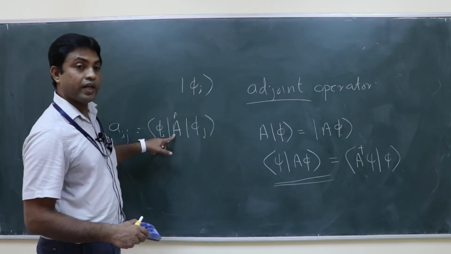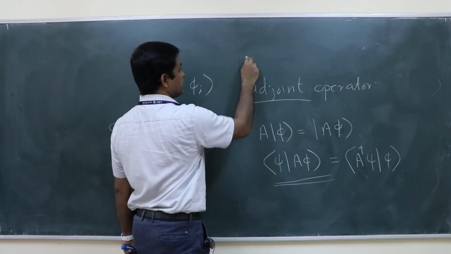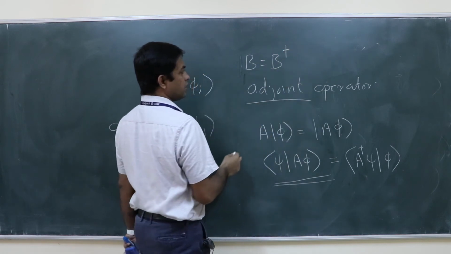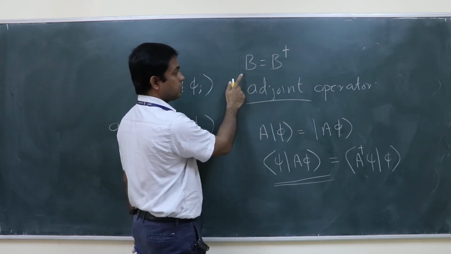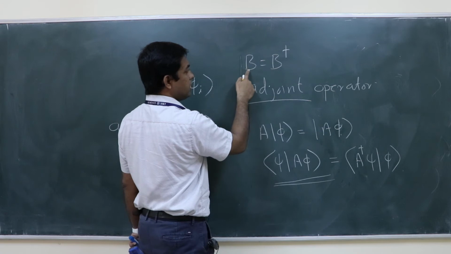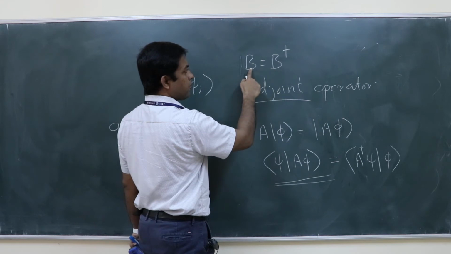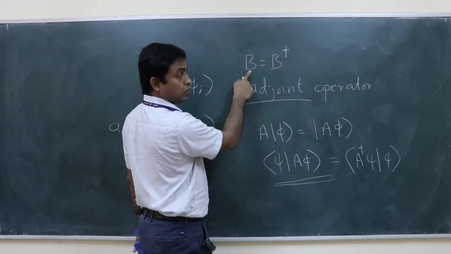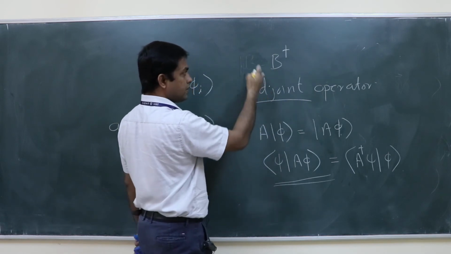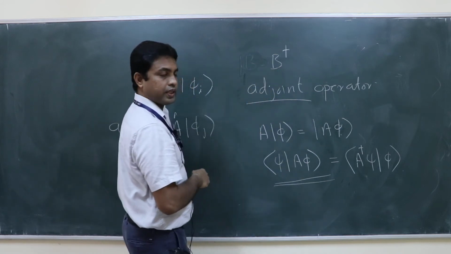In those cases, the corresponding adjoint operator, the A dagger operator, its matrix representation will be the Hermitian matrix of it. Do you know what a Hermitian matrix is? Suppose B is a Hermitian matrix, then B is equal to B dagger, that is, the complex conjugate transpose. In general B is not equal to B dagger, but if B is equal to B dagger, we say that it is a Hermitian matrix. How will you find B dagger? You just have to find the complex conjugate transpose.